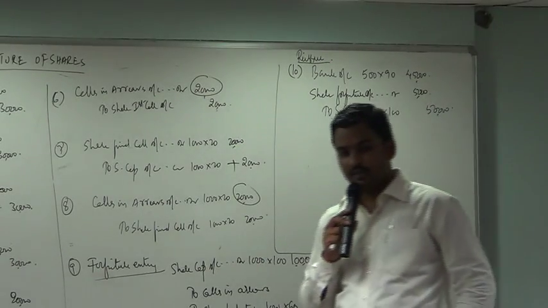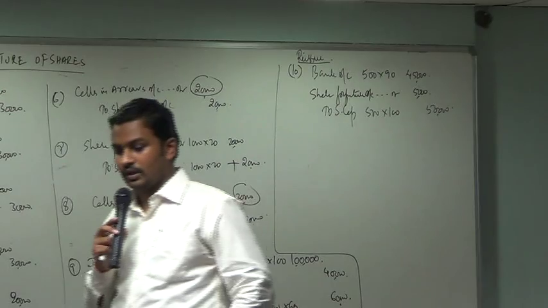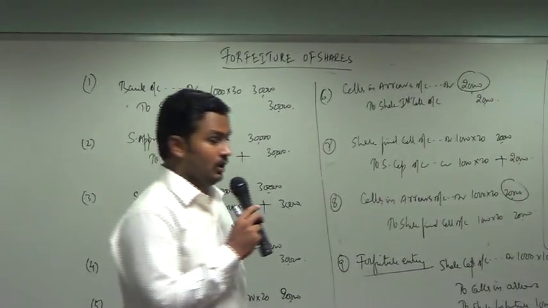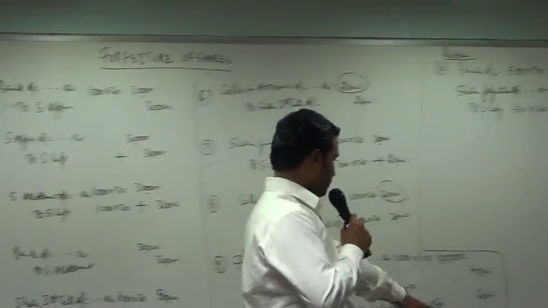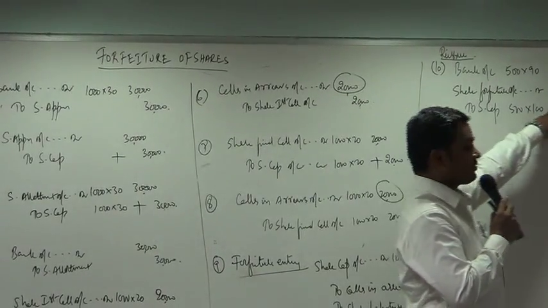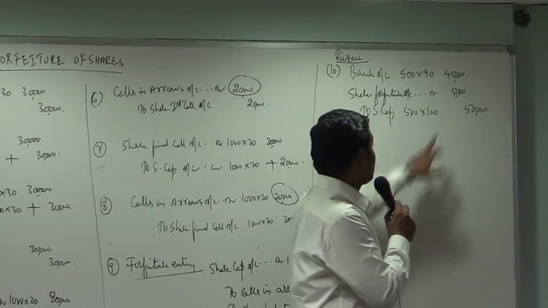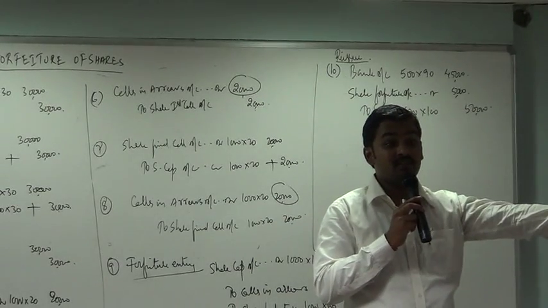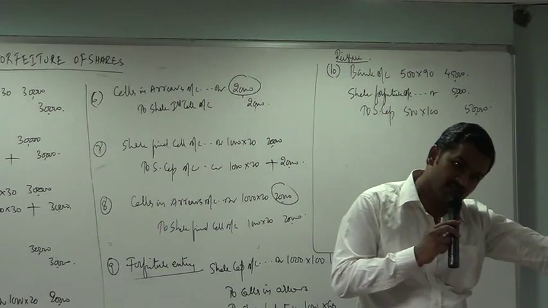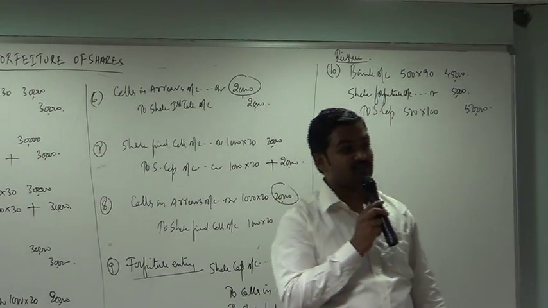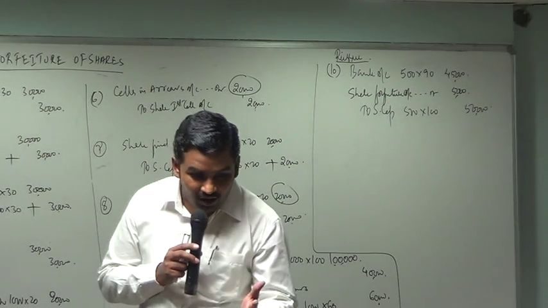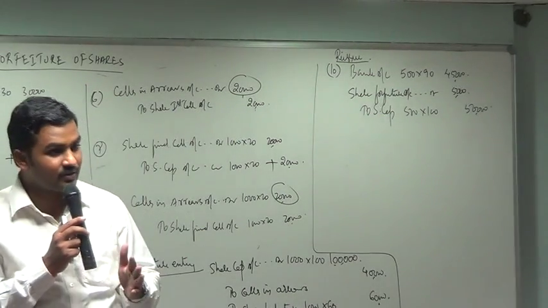Did you all complete it? Now, tell me how much profit should be transferred to capital reserve now. Share forfeiture profit 60,000. Reissue loss 5,000. 60,000 minus 5,000, 55,000 cannot be transferred to capital reserve. Why? Because all the profits are not free forfeiture profits.